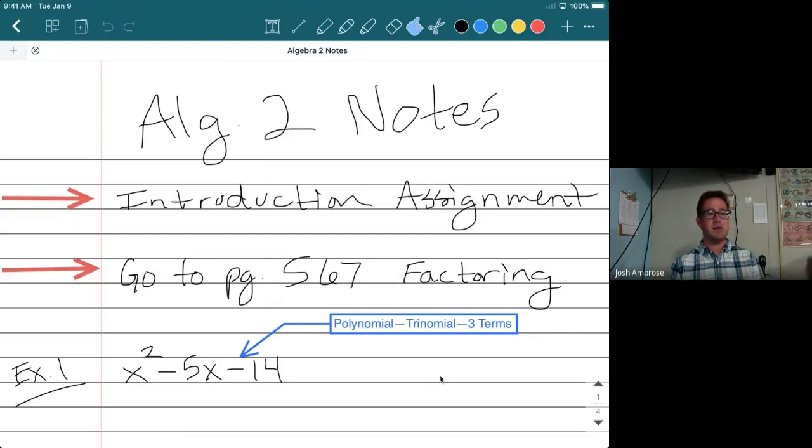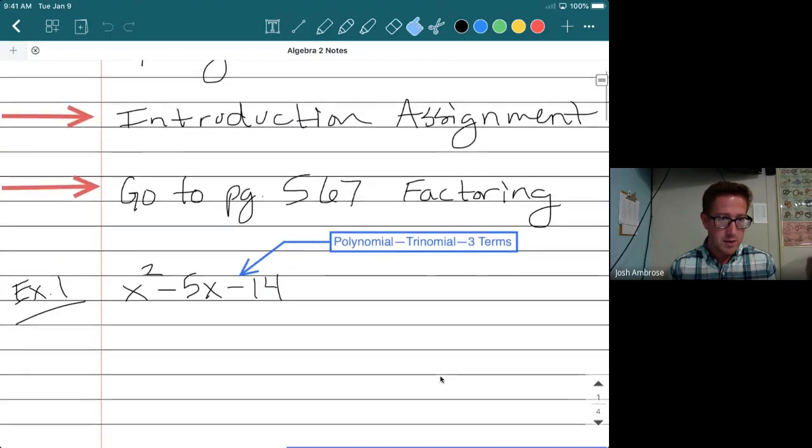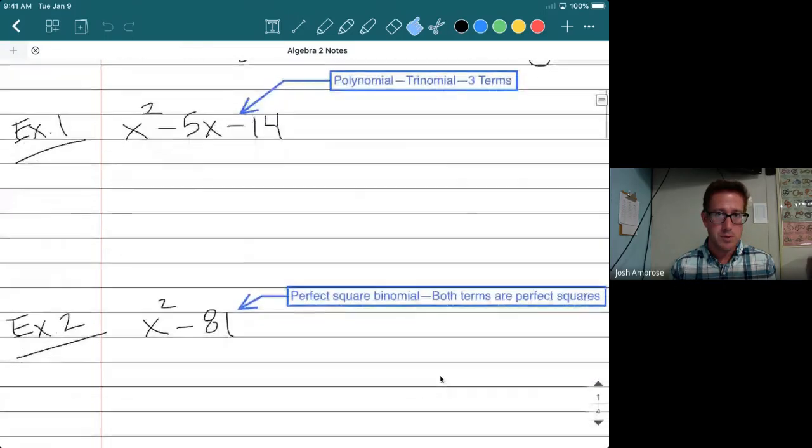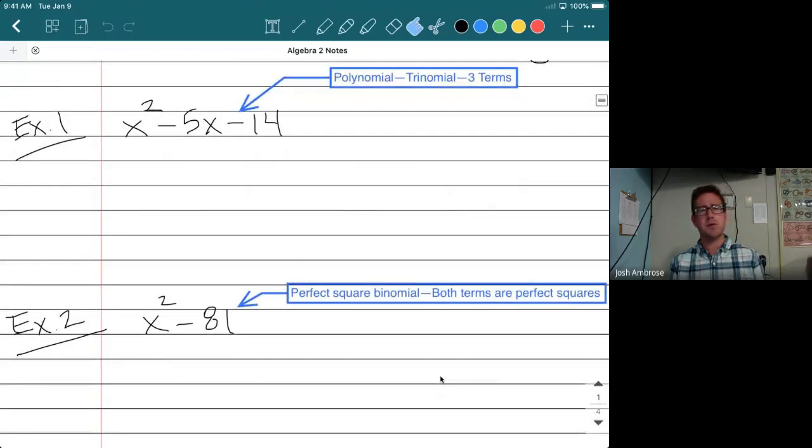Introduction assignment. You're going to need to go to page S67, just like we did in the Zoom. We're talking about factoring. Right here, we are going to jump into our first problem. A little quick review.